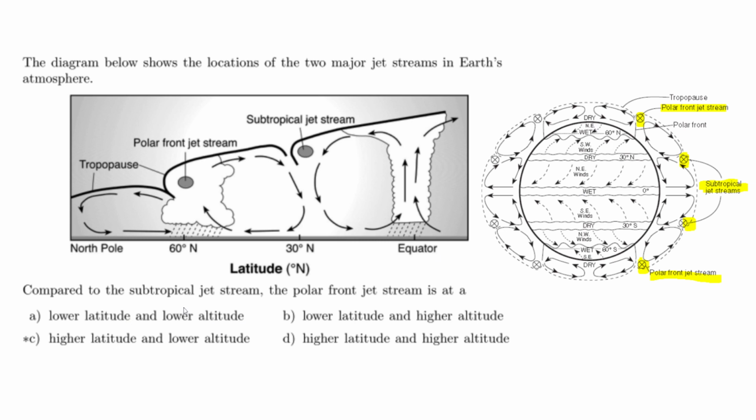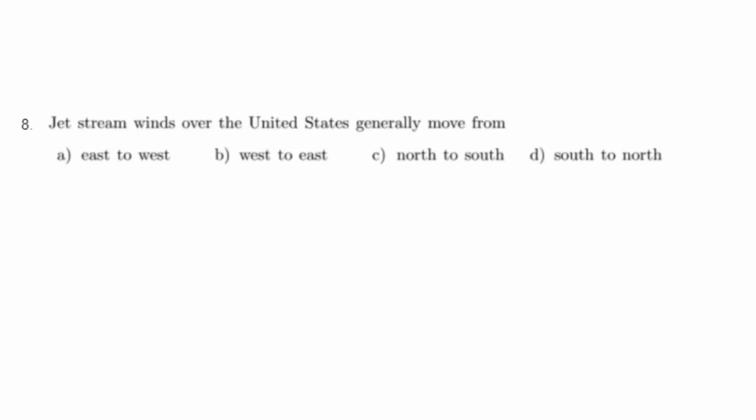So that's why, compared to the subtropical jet stream, our polar front jet stream is actually at a higher latitude, around 60-degree north and south, but it's a lower altitude, meaning it's not as high up in the sky, right? And you can see it here. The polar front jet stream is a little lower right here in altitude than our subtropical jet streams, which are a little higher in the sky.